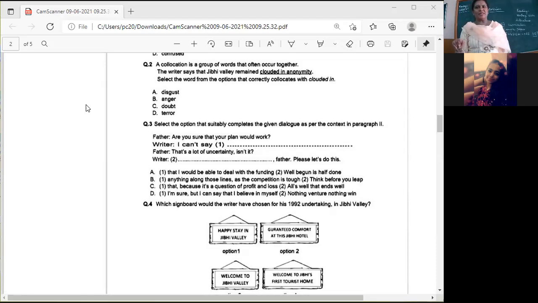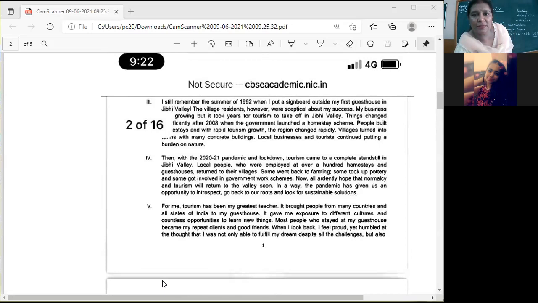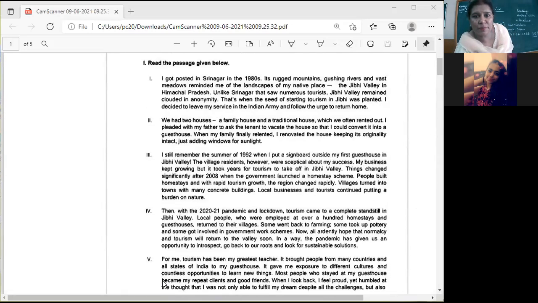Now look at the second part here. Let us move to paragraph 2. We had two houses, a family house and a traditional house, which we often rented out. I pleaded with my father to ask the tenant to vacate the house so that I could convert it into a guest house. This is the context. Iske basis pe dialogues banane hai. When my family finally relented, I renovated the house, keeping its originality intact, just adding windows for sunlight.